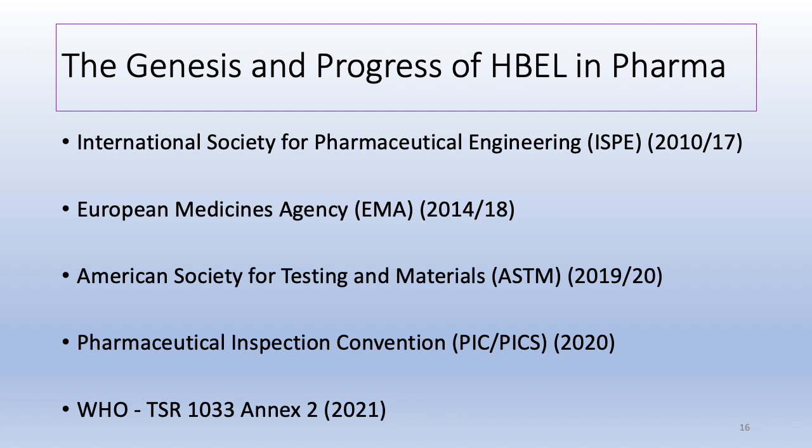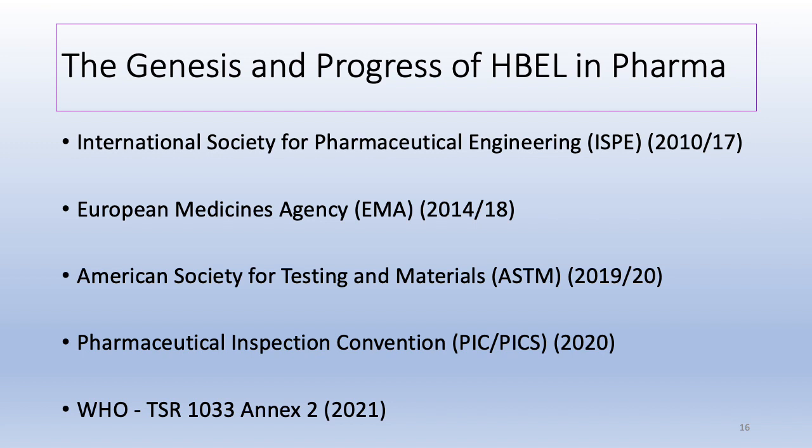And the International Society for Pharmaceutical Engineering, or ISPE, in 2010 published their risk map, which is the risk-based manufacturing of pharmaceutical products. And this is where we start seeing the issue of health-based exposure limits starting to be put out by ISPE. There's a more recent edition of the risk map, which is the 2017 edition.